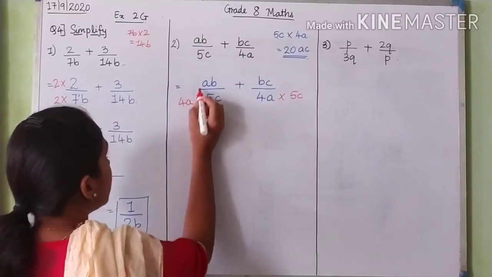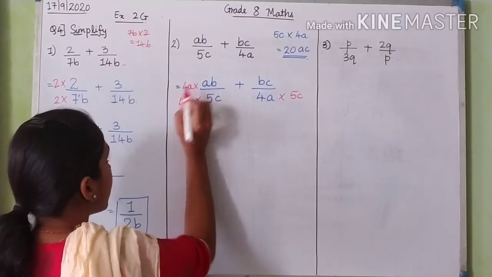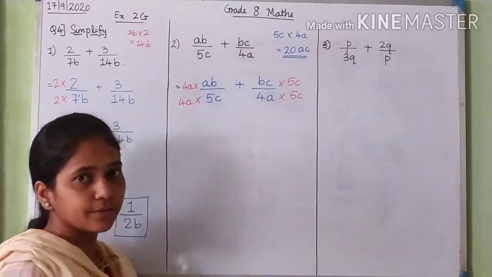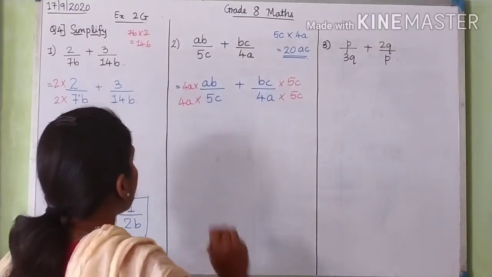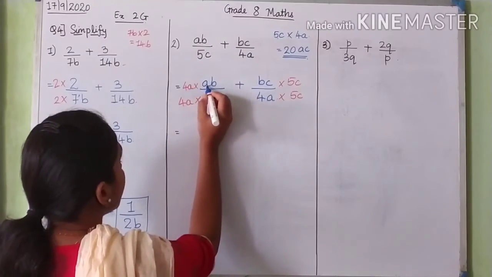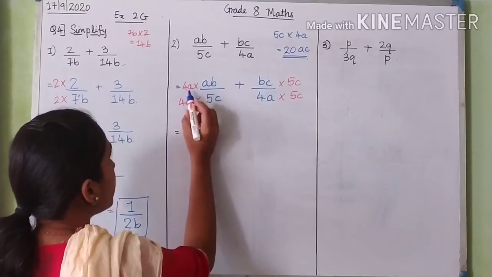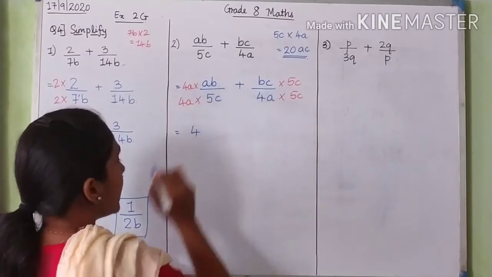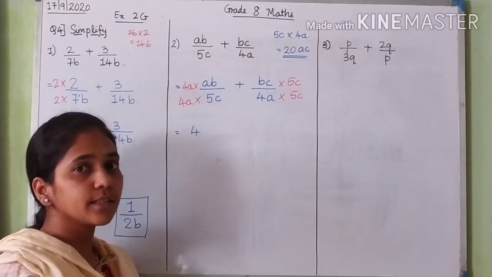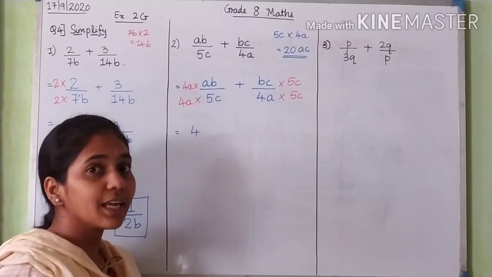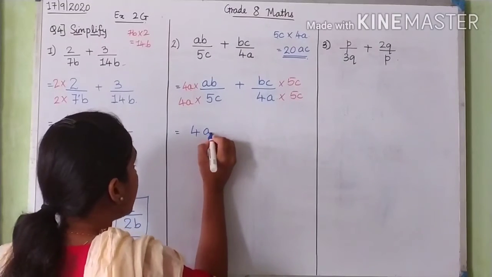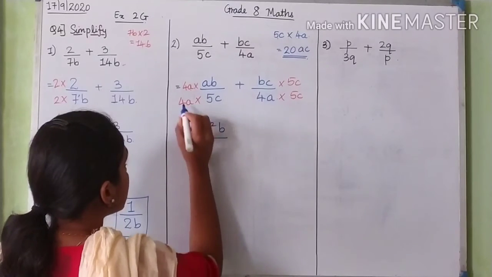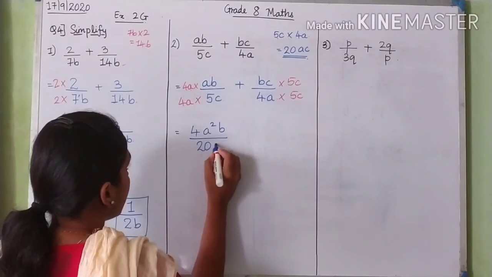Okay, so in the numerator also I multiply by 4a, and here I multiply this numerator by 5c, the same number. Now what do I get? 4a into ab is what? 4, there is only one number, so 4. A into a is not 2a, it is a square. So a square, and there is 1b, so I write b. The denominator is 4 into 5, 20ac.